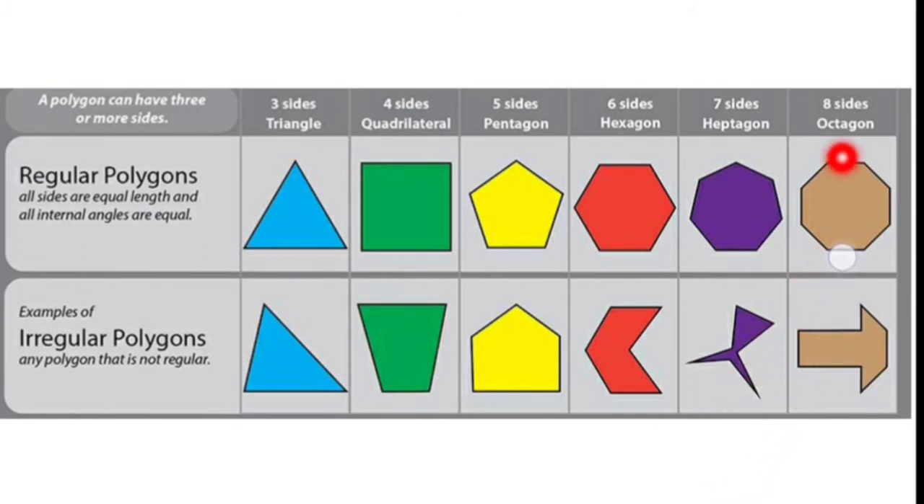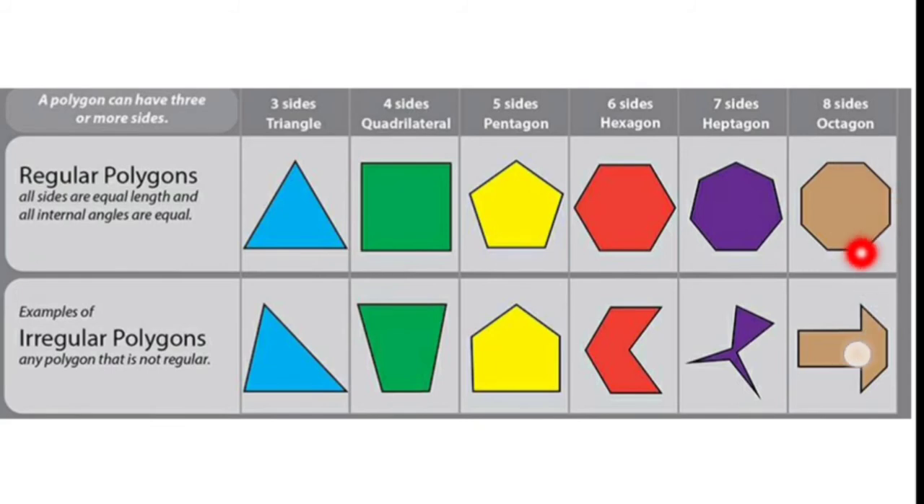The next is octagon. Octa stands for 8, gon stands for figure. An 8-sided figure. Now let us count. 1, 2, 3, 4, 5, 6, 7 and 8.